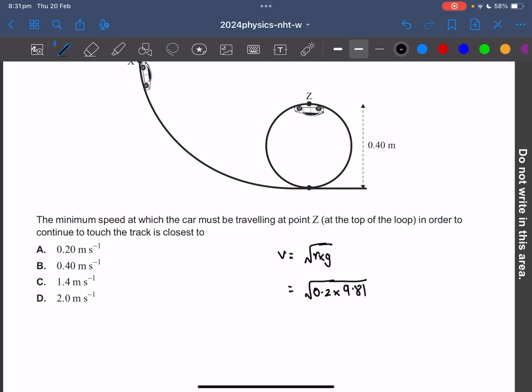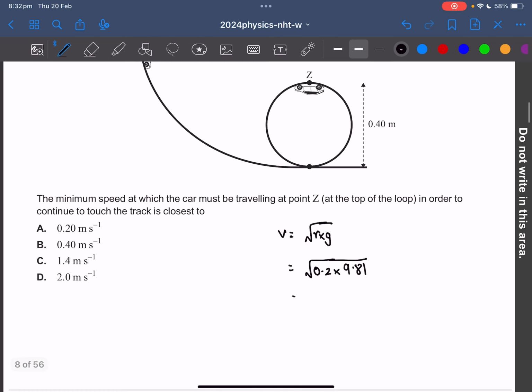Let me put that in the calculator real quick. So we will get 0.2 times 9.8, square root, and I get 1.4. So our answer is going to be 1.4. So option C looks like the correct one.